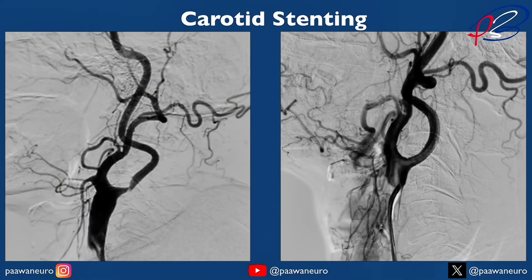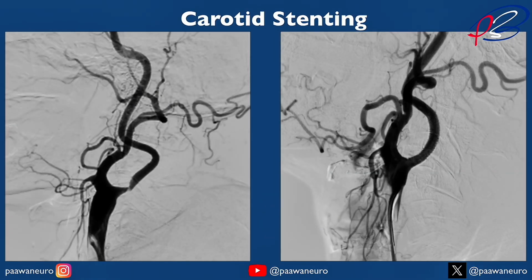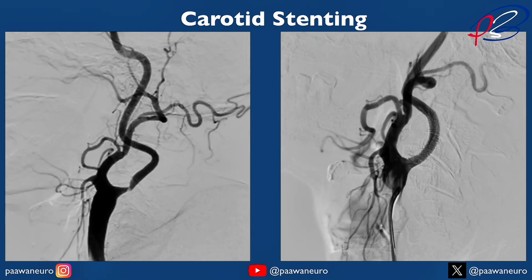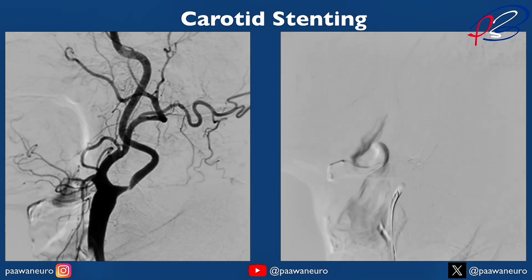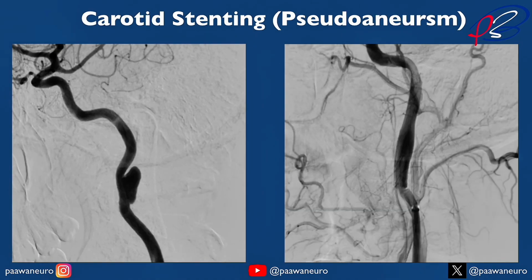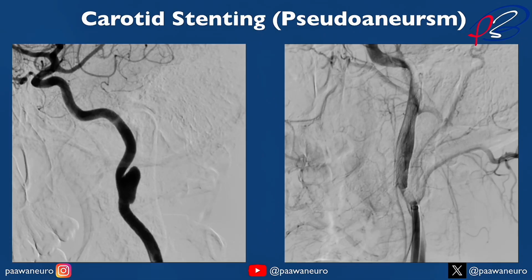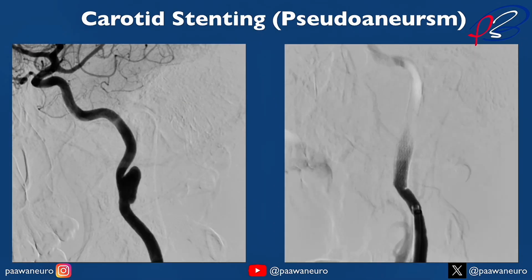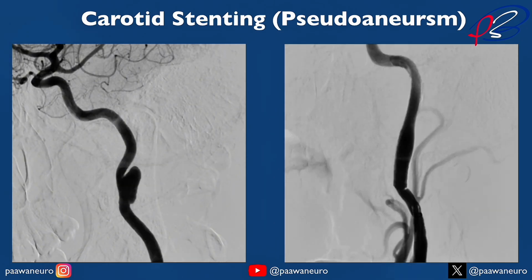In elderly and morbid patients with carotid artery stenosis, we have been using carotid artery stenting to open the occluded vessels. This patient had sustained injury to the neck and had developed stroke due to a pseudoaneurysm in the internal carotid artery. We performed carotid artery stenting to reduce the chances of future stroke.